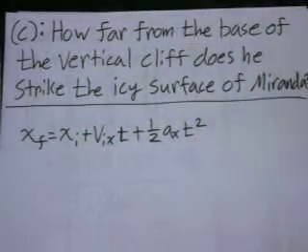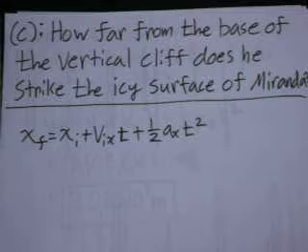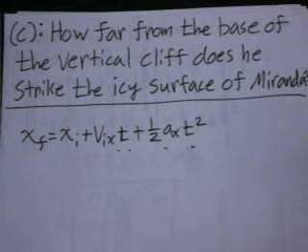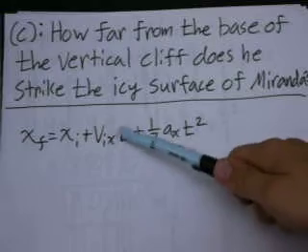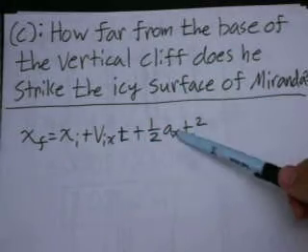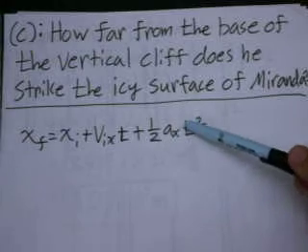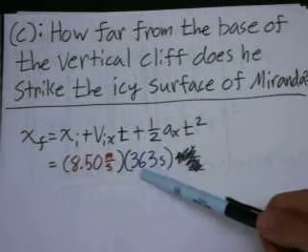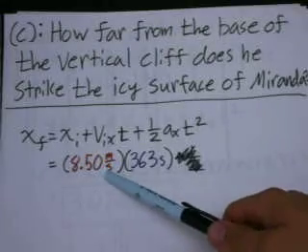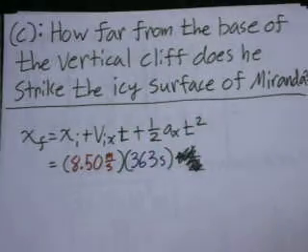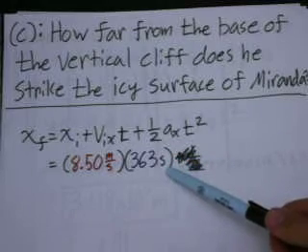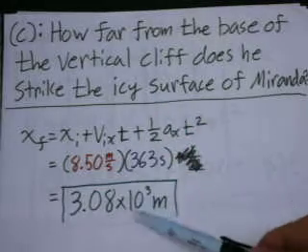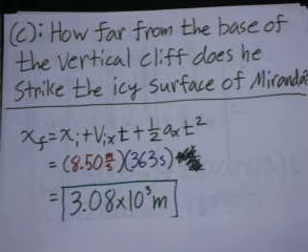Our initial position in x will be equal to 0. Our initial velocity in the x direction is equal to 8.5, which is already given, and our last term will drop out because there's no acceleration in the x direction. So we get an equation like this, where 8.50 meters per second velocity times 363 seconds equals 3.08 times 10 to the third meters, which will be our answer for part C.